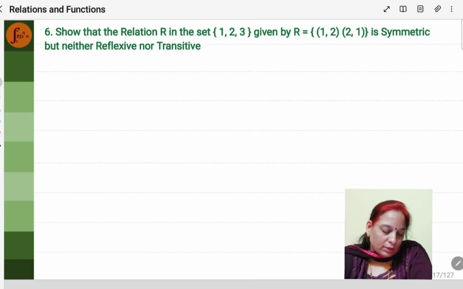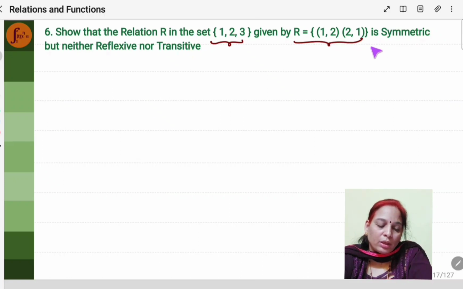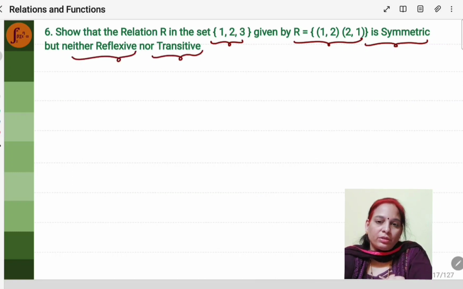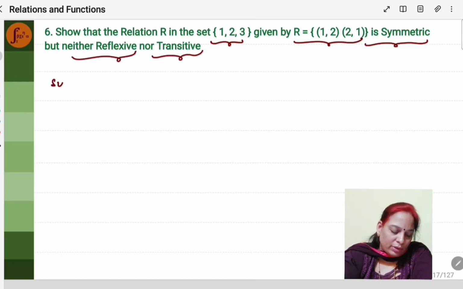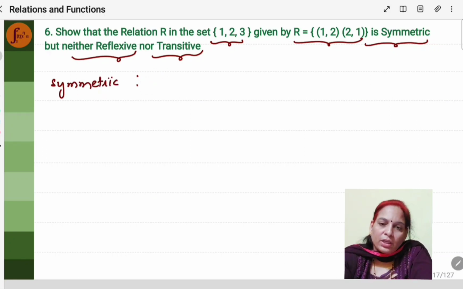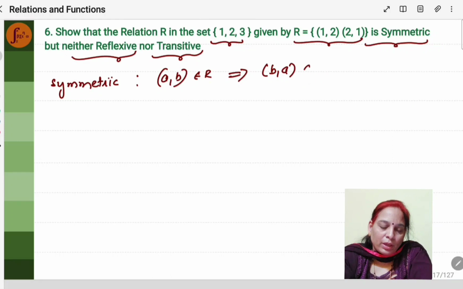Now let's take this problem. Show that the relation R in the set 1, 2, 3 given by the relation set given here, two ordered pairs, 1, 2 and 2, 1, is symmetric, neither reflexive nor transitive. So we'll have to prove that it is symmetric. What is the condition for symmetric? A comma B belongs to R implies that B comma A belongs to R.